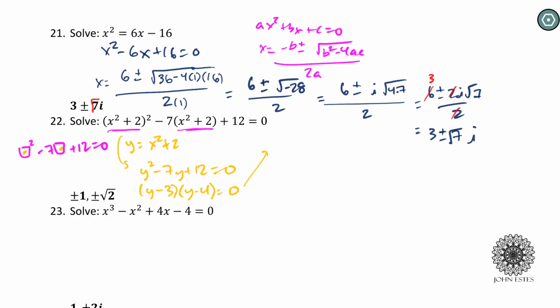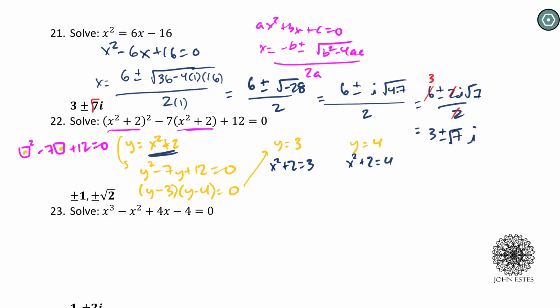So in doing that, then I end up with y equals 3 and y equals 4. But remember, we don't really care about y. Y is just the middleman here. We want to get x. So replacing now back with our substitution of what x is, I have x squared plus 2 equals 3 and x squared plus 2 equals 4.